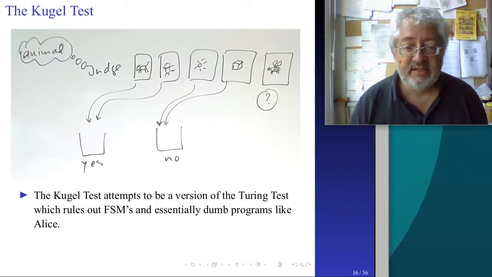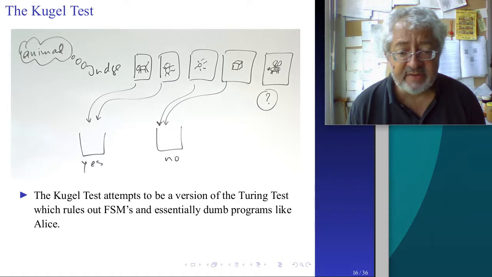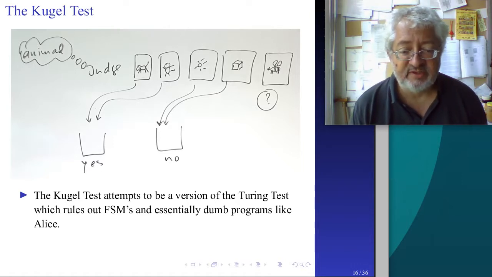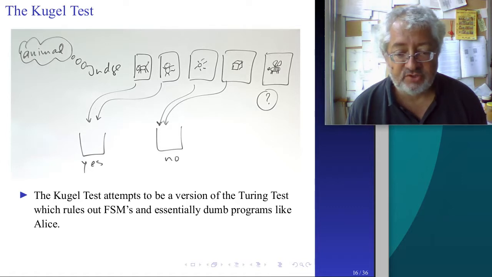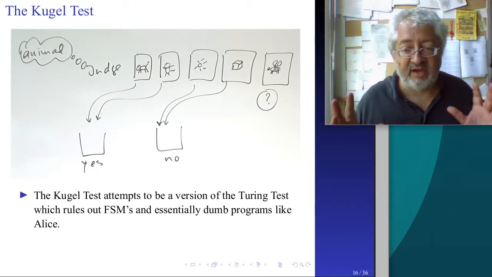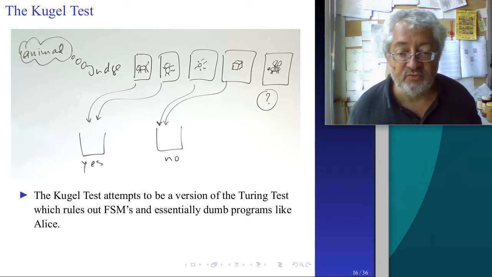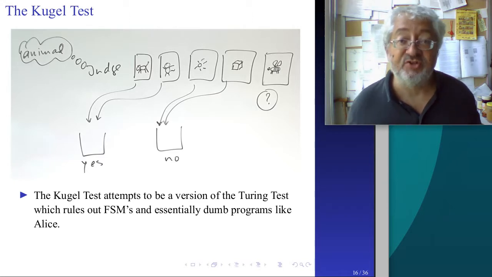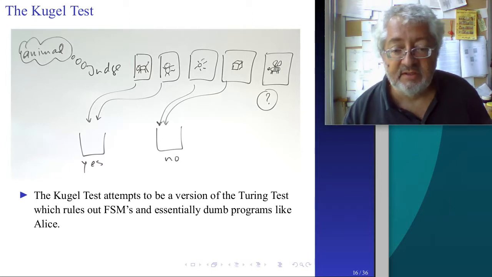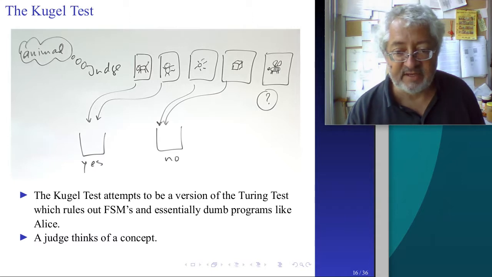And one that is interesting because it's so different from the Turing test in a way is the Kugel test. The Kugel test attempts to be a version of the Turing test which rules out dumb programs like Alice and finite state machines, that rules out programs that are pattern based, because essentially the Kugel test doesn't use language, it uses pictures. And now if you look at this here, you see that everything begins with a judge who thinks of a concept. In this case, let's say the judge thinks of the concept of an animal.